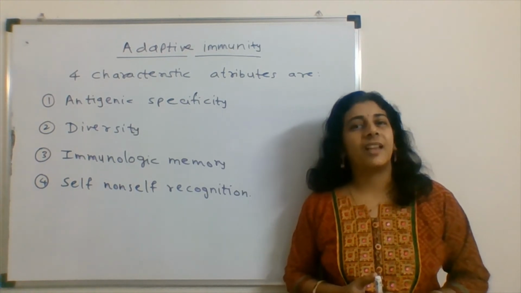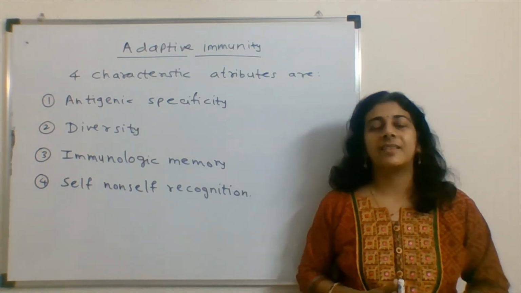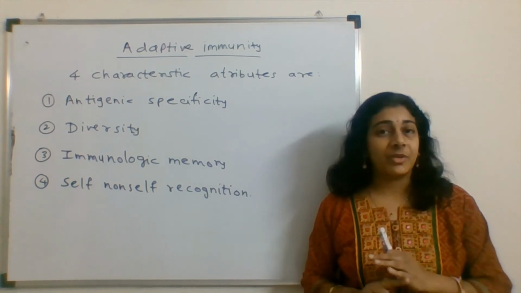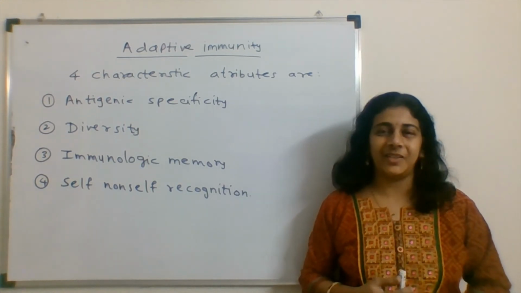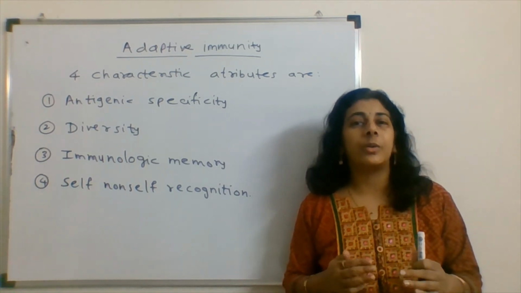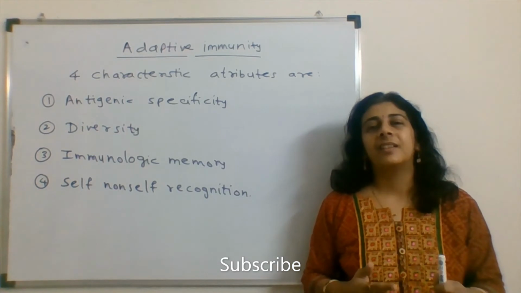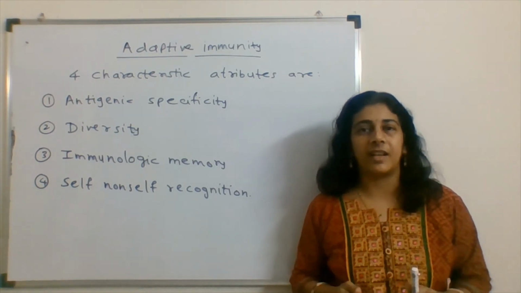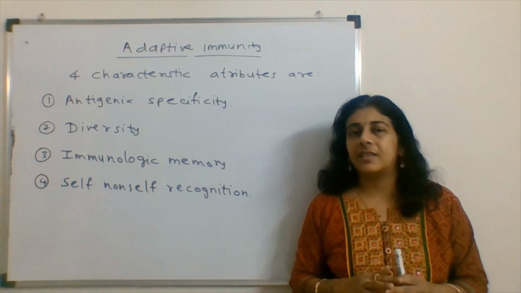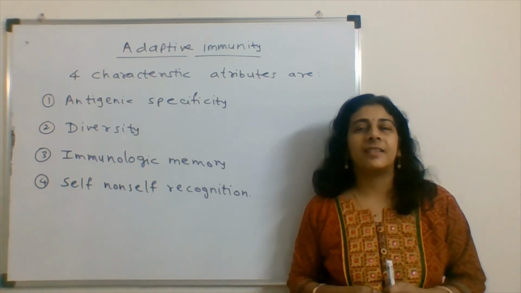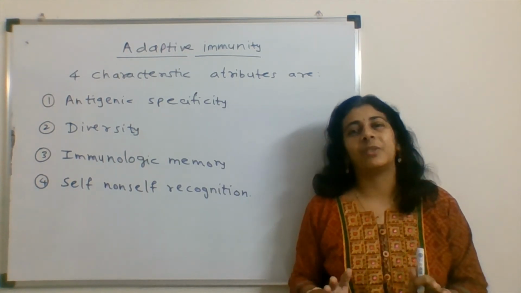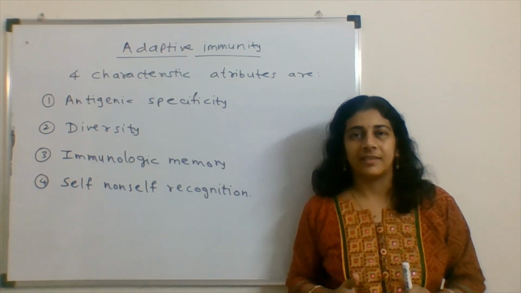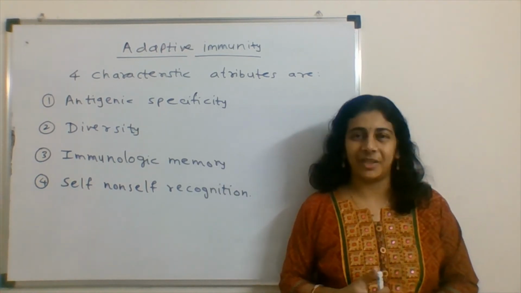The fourth attribute is self-non-self recognition. This is a very important attribute of adaptive immunity because the immune system should not fight against our own cells, right? If that occurs, we call it an autoimmune disorder. You must have heard this word. It is an immune response against our own cells. But this doesn't occur routinely. The immune system has a talent to distinguish between self and non-self, and due to this, it doesn't attack our own cells. This is again an attribute of adaptive immunity.